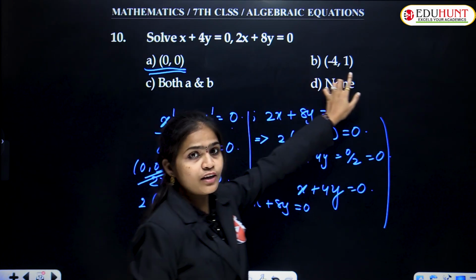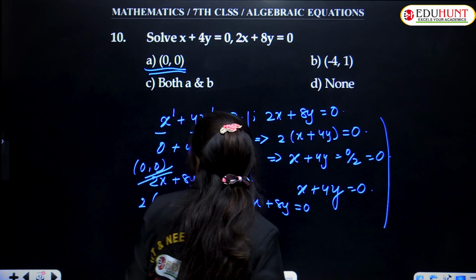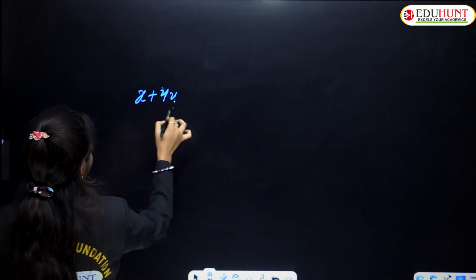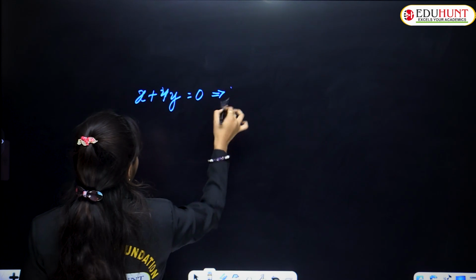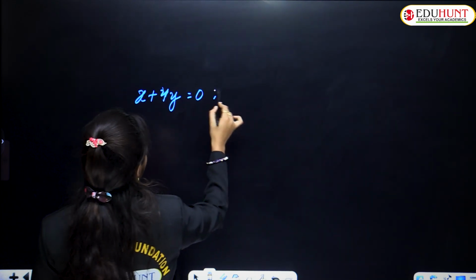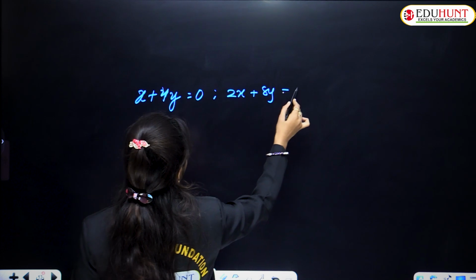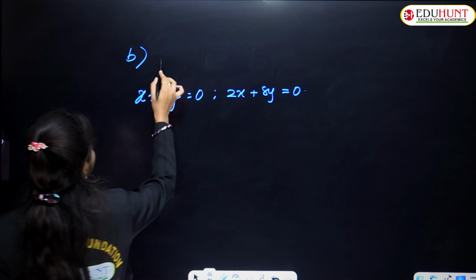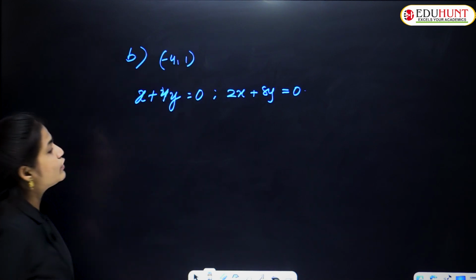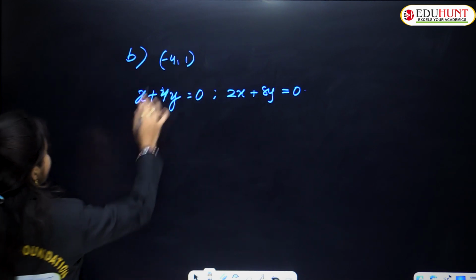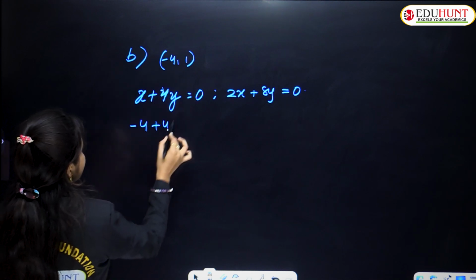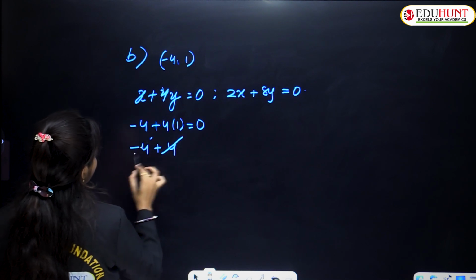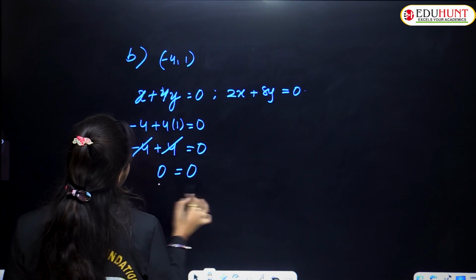Let us go for the second option here, minus 4, 1. See here, the equation is x plus 4y is equal to 0 and another one is 2x plus 8y is equal to 0. Here option B, what did they give, ma? Minus 4, 1. Is this satisfied at this value or not? So x is equal to minus 4, plus 4 into y is equal to 1, which is equal to 0. So minus 4 plus 4, those two get cancelled. Finally we are getting 0 is equal to 0.